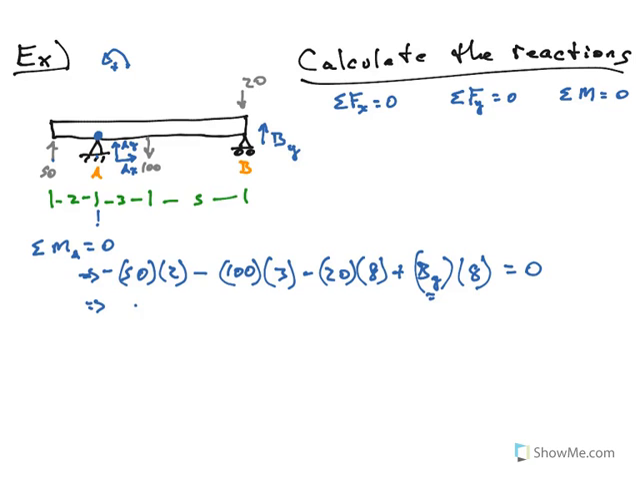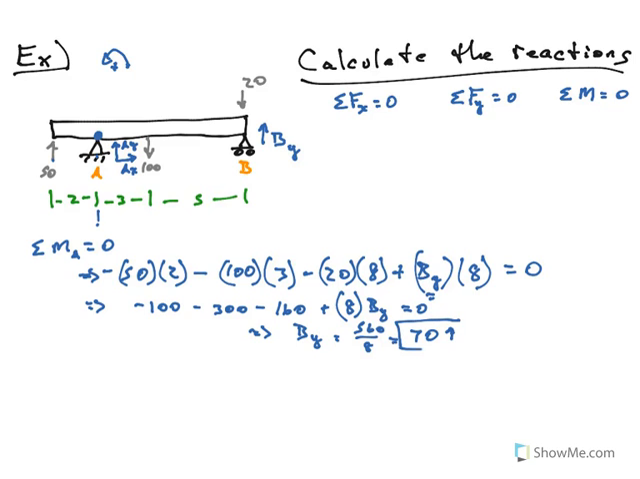So what do we get? I get minus 100, minus 300, minus 160, plus 8 times By is equal to 0. So this tells me By is 560 over 8, which is 70. Notice I got a positive answer. The positive answer means the direction I chose was correct. Which direction did I choose? I chose By to be upwards, so it's up. So there's my first answer. I now know that the reaction at the roller, point B, is an upward force of 70. Good. Two more to go.